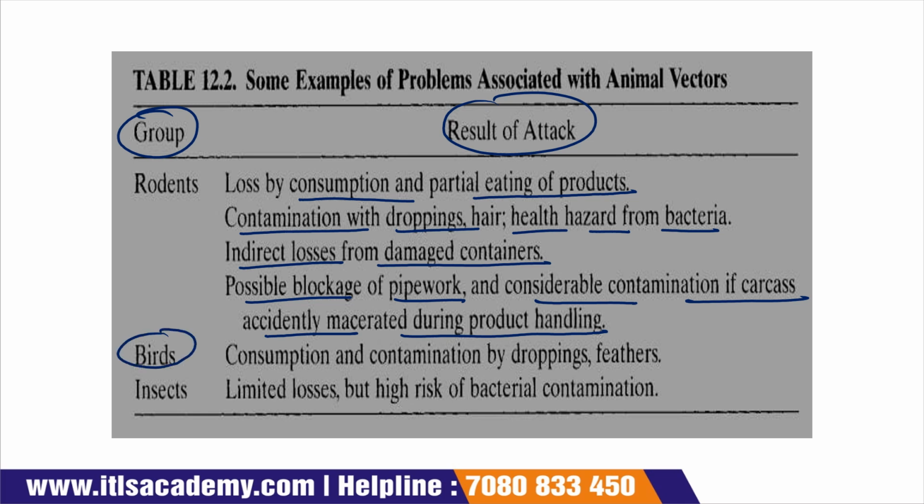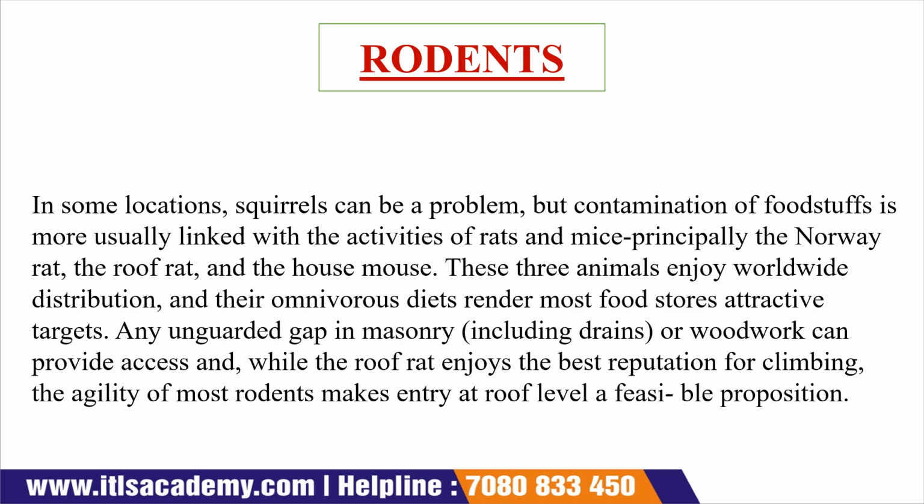Next is your birds, and the result of attack, its consumption and contamination by dropping feathers, insect limited losses but high risk of bacterial contamination. Now the next is your rodents. In animal case, the first contamination occurs by rodents. In some locations, squirrels can be a problem, but the contamination of the foodstuff is more usually linked with the activity of the rats and mice principally.